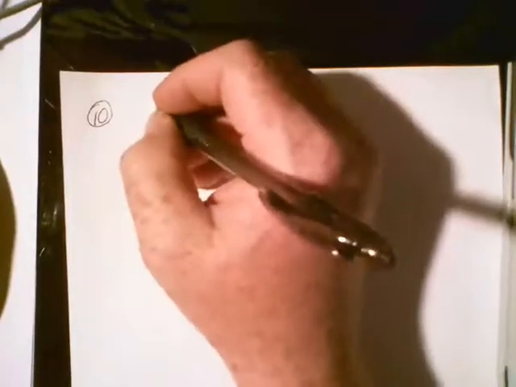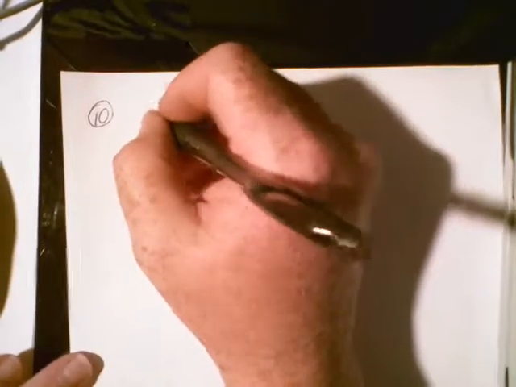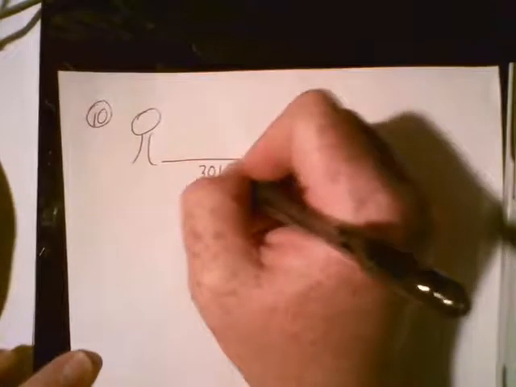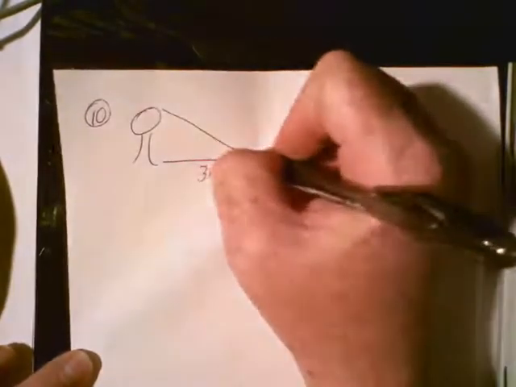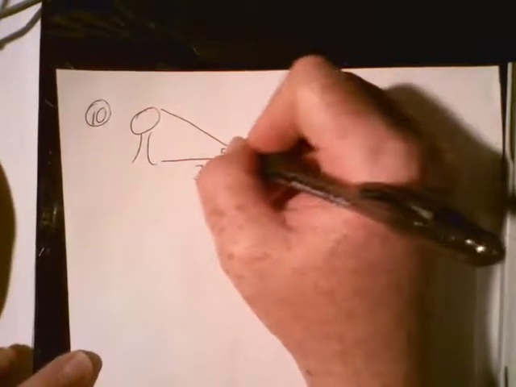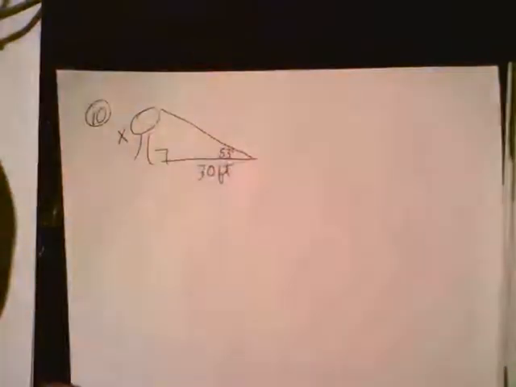Number 10 says a point 30 feet from the base of a tree. So I'm going to draw my tree here. We got some point out here 30 feet from the base of it. The angle formed with the ground looking to the top of the tree measures 53 degrees. So going up to here, this angle of elevation is 53 degrees. Hopefully the tree makes a right angle with the ground. Find the height of the tree. So we're looking for X right here.